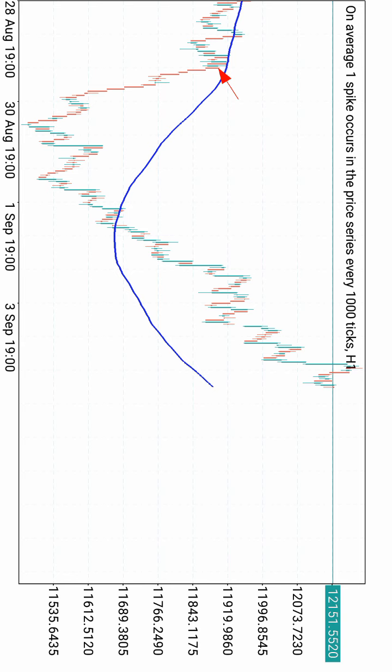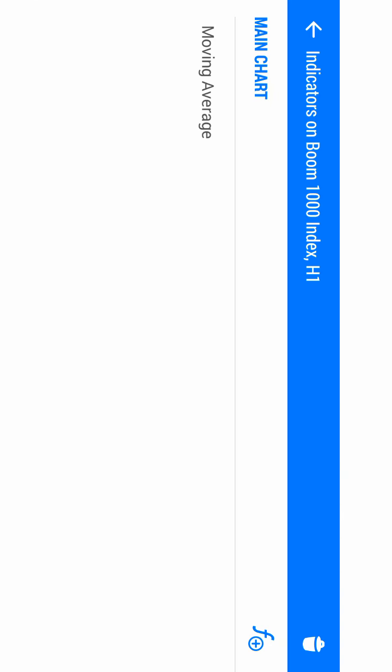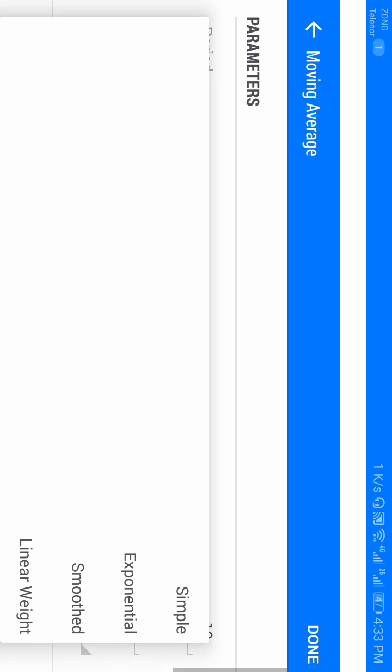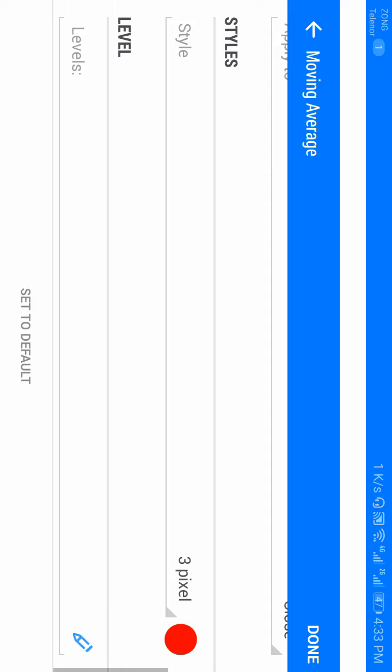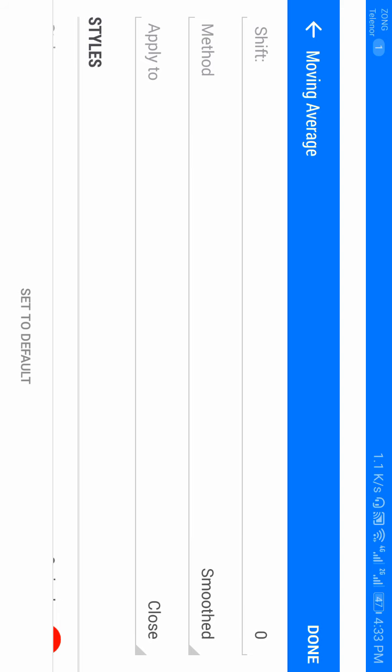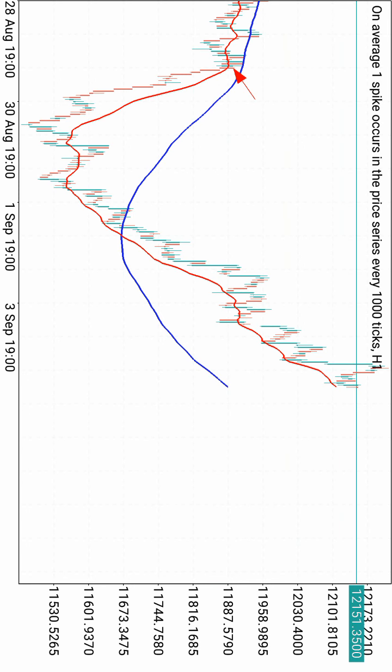Look here, that one moving average is on your chart. For the second one, again go there and select the moving average, click on default and change the method to smoothed, and simply click on done. Now, when to sell and when to buy: a very awesome and easy strategy.